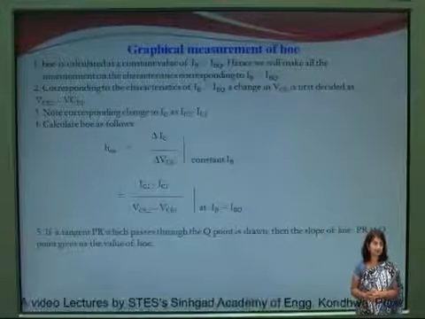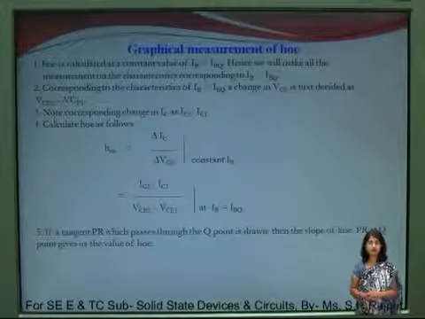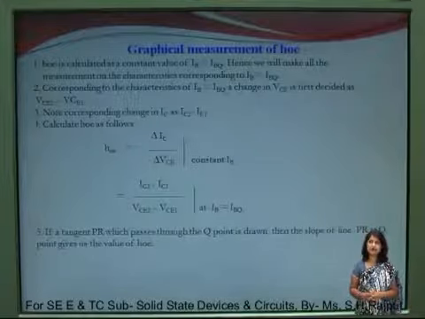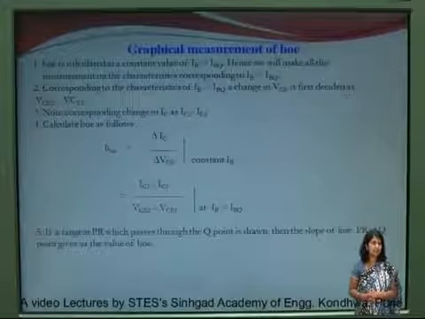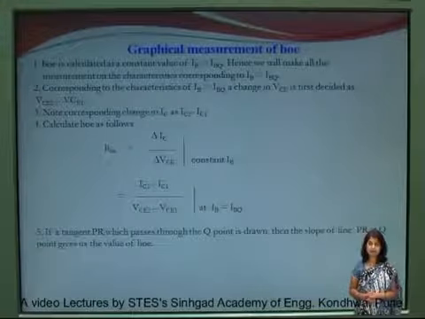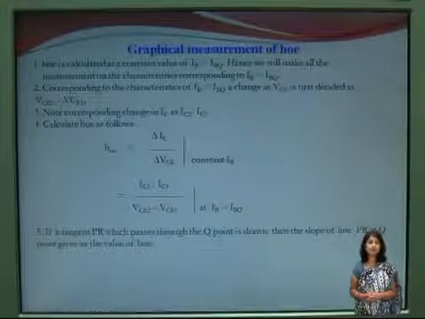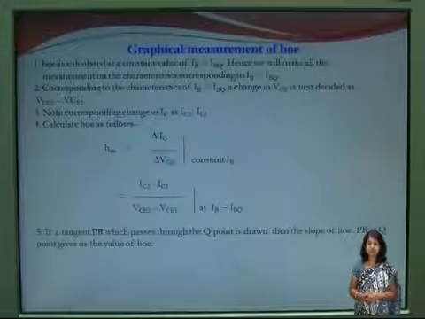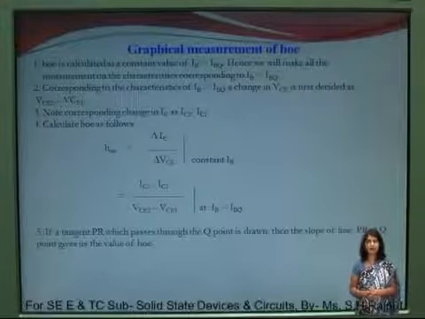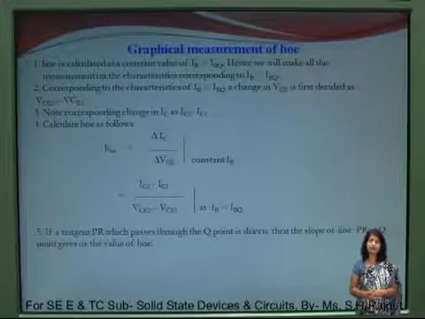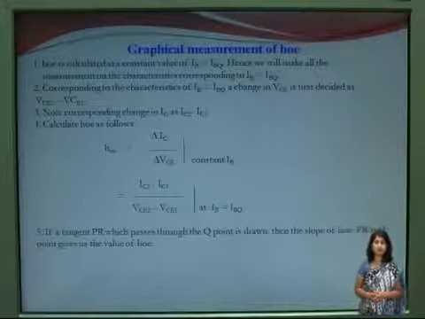So now hoe is calculated at the constant value of IB equal to IBQ. Now we will make the measurement on the output characteristics curve. Here hoe is given by del IC divided by del VCE at constant IB. Here I can write IC2 minus IC1 divided by VCE2 minus VCE1 at IB equal to IBQ. Now if a tangent which passes through the Q point is drawn, then the slope of the line passing through the Q point will give me the value of hoe.